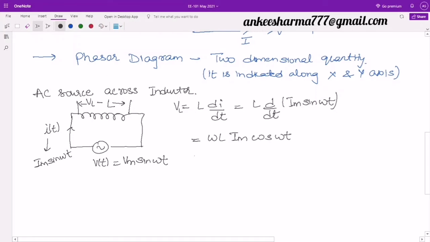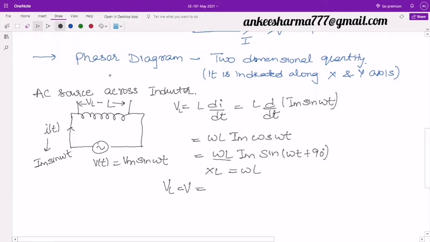Or you can further write it as omega L Im. I can write cos omega t as sine of omega t plus 90 degrees. Why I am doing this, I will tell you. And I will say this omega L is nothing but equal to XL. Then this V is equal to VL over here. Both are the same voltage, as I said, they are connected in parallel.